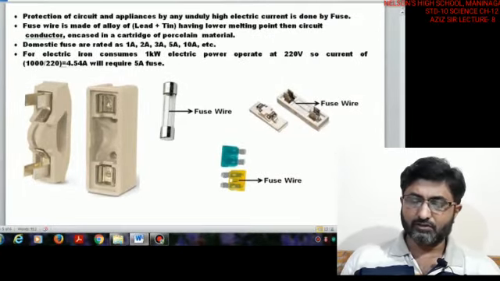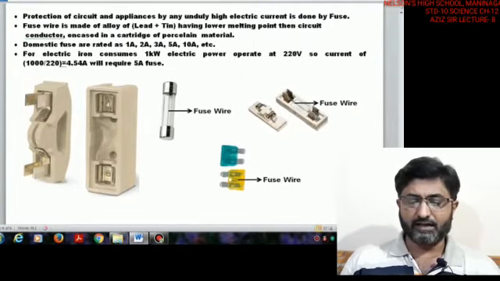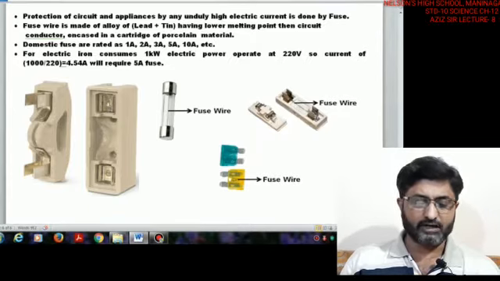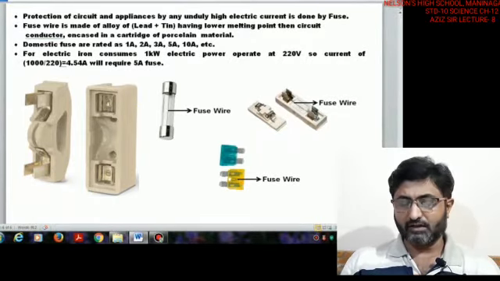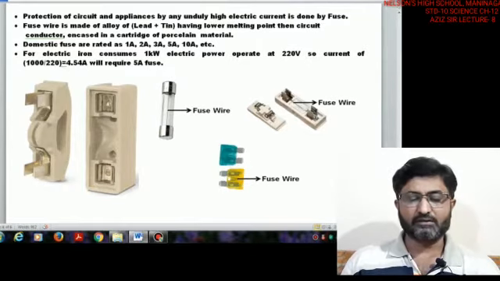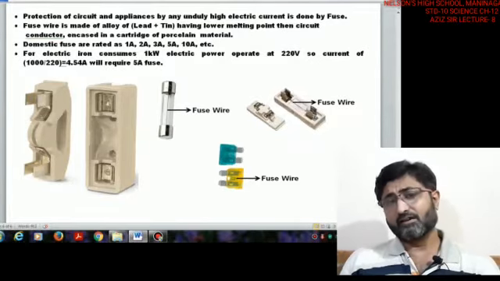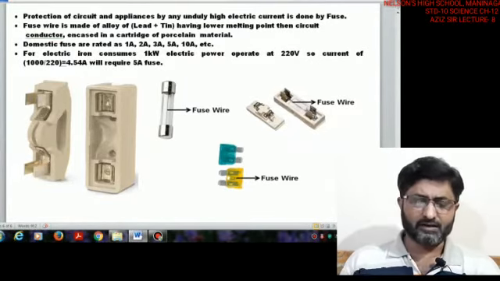This is a fuse which is getting tied up here, and this is an automobile's fuse where the wire is there inside, which is fixed inside this kind of a portion in between. This is another automobile's fuse, an electrical fuse, which are used in different applications. Domestic use fuses of 1, 2, 3, 5 and 10 amperes are generally available.